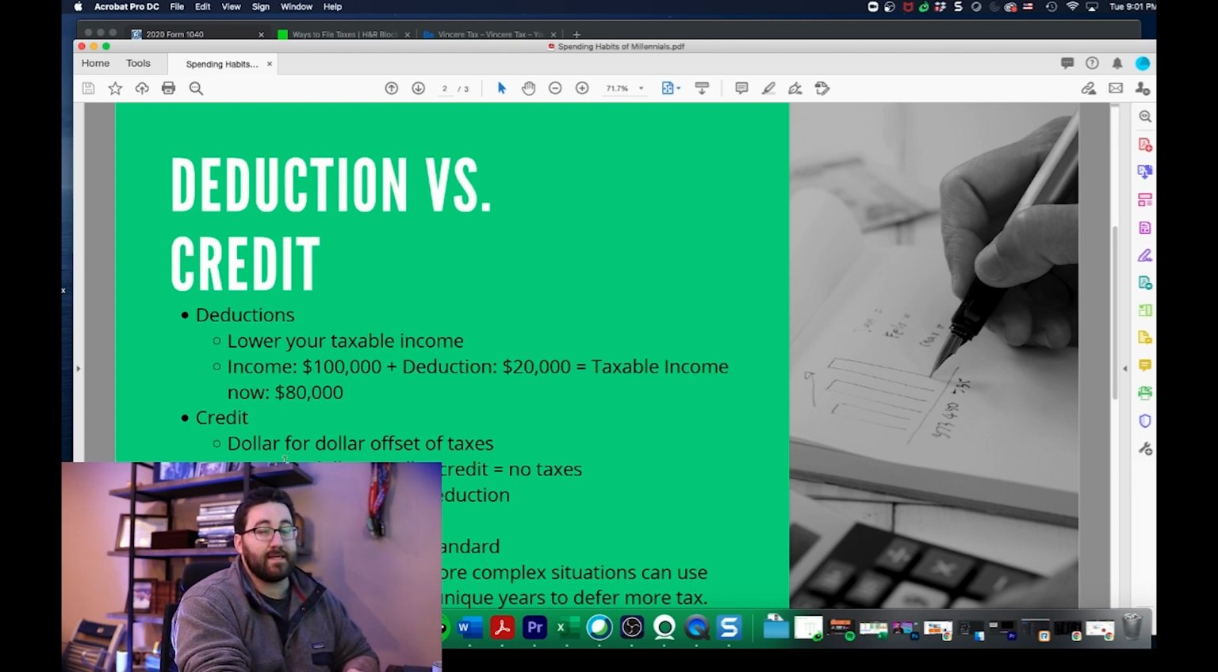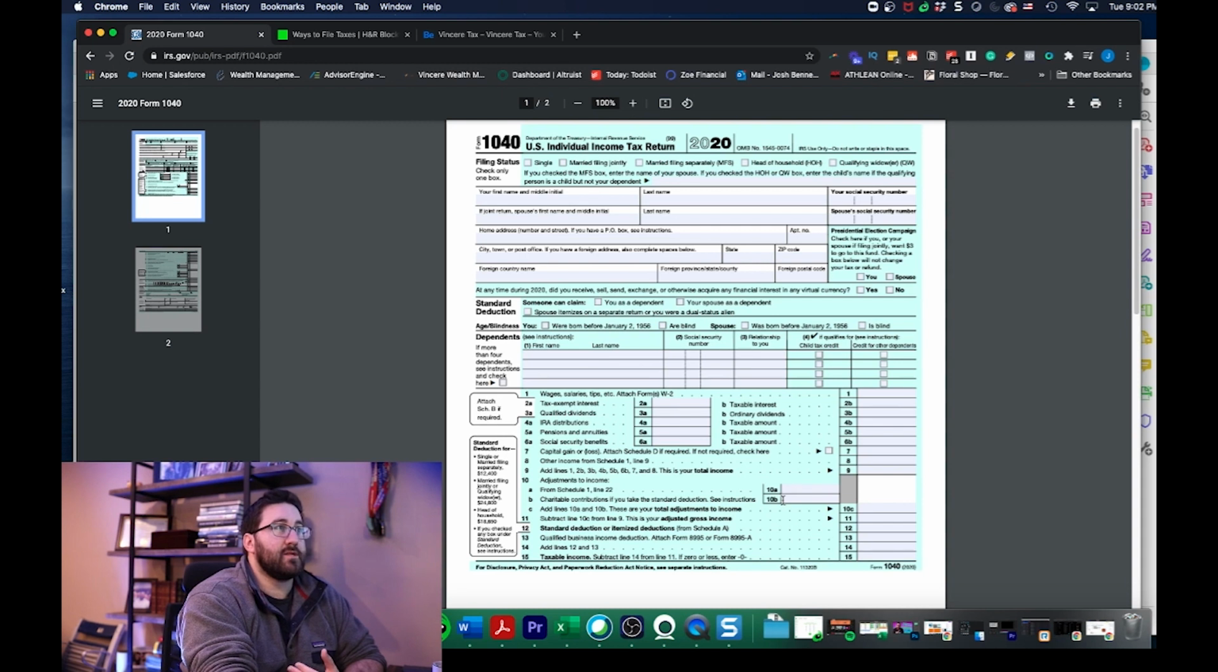A credit would be a dollar for dollar offset. So meaning if you have $1 owed in taxes and $1 in credit, you now have 0 taxes owed. So there are different credits available out there that can essentially knock out thousands of dollars of your tax bill.